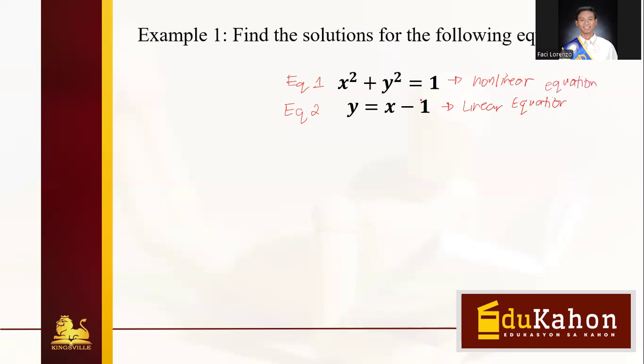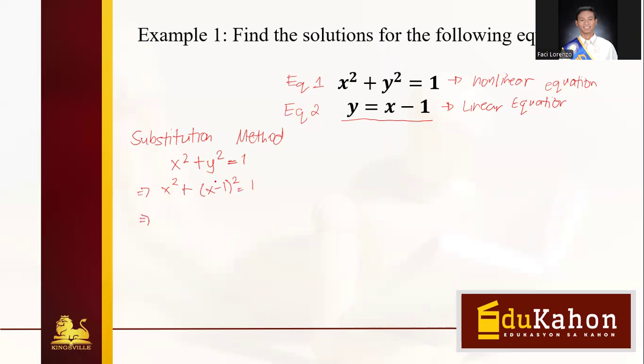If we try to solve for this, we will be using the substitution method since we have a value for y, which is x minus 1. So we will use the substitution method. For equation 1, we have x squared plus y squared is equal to 1. And we know that y squared is just equal to the square of x minus 1. So we substitute the value of y: x squared plus (x minus 1) squared is equal to 1.